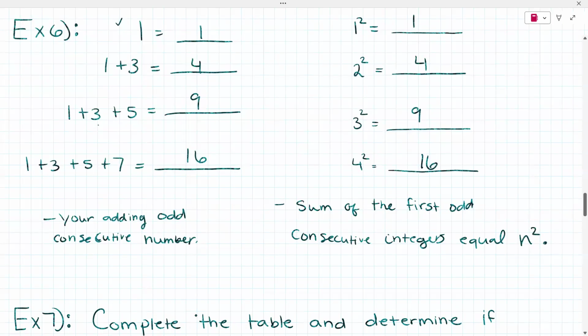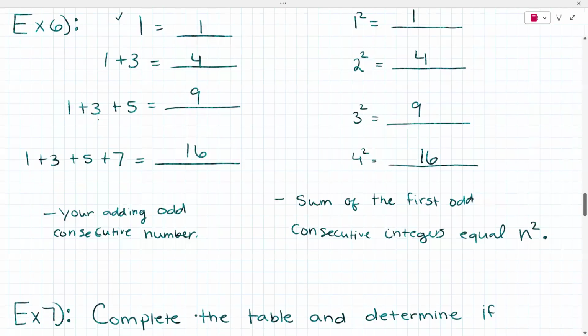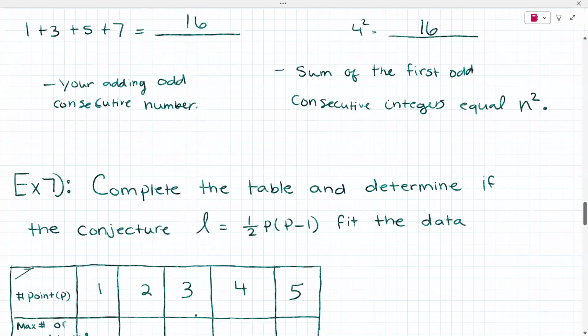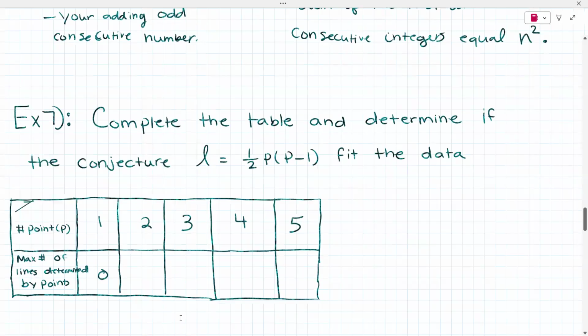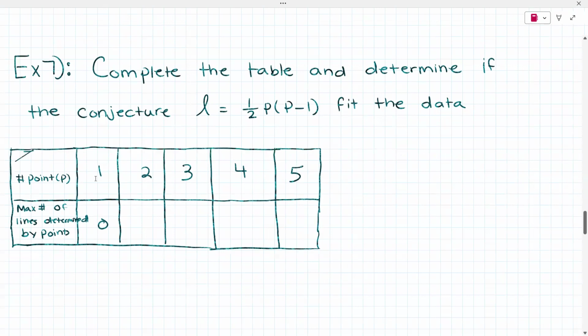Okay, let's move on. It says complete the table and determine if the conjecture L equals 1/2 P times P minus 1 fits the data. So P stands for point. And then we have to figure out the maximum. For example, the first one is if you have 1 point, you have 0 lines, right? Max number of lines determined by points. So what does that mean? Here, I'll show you.